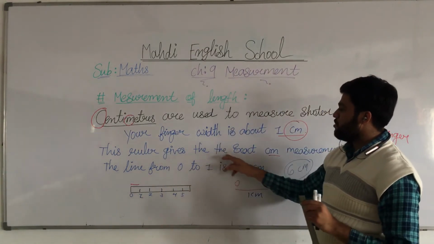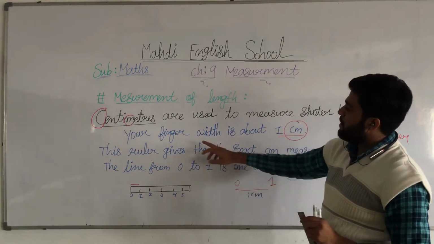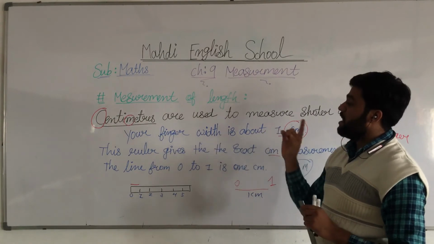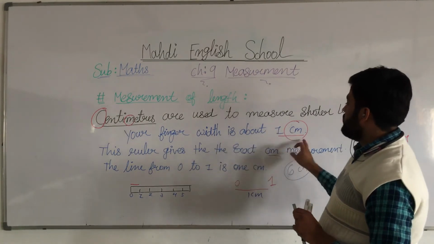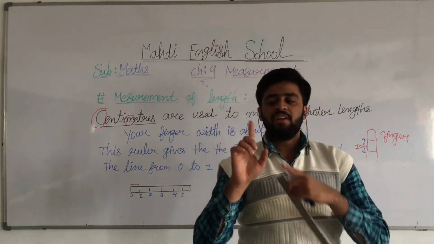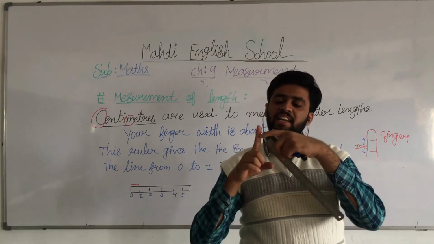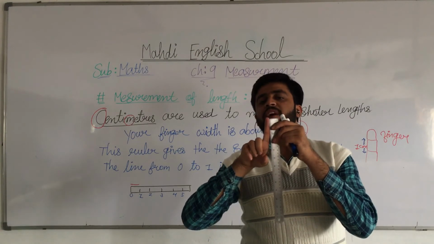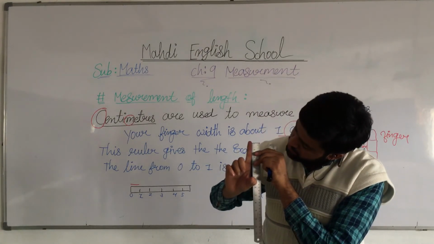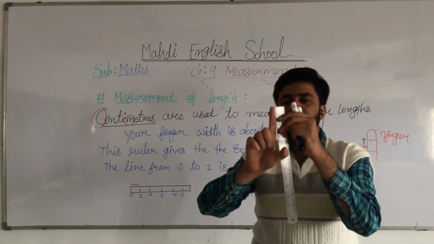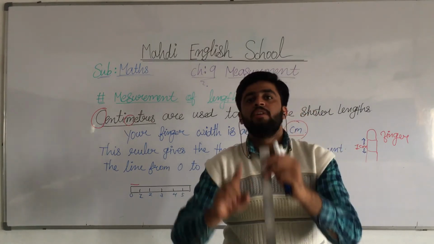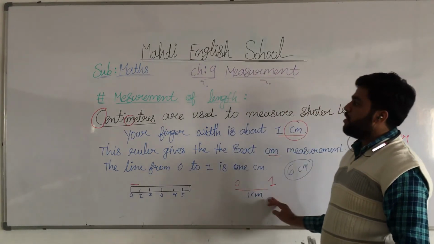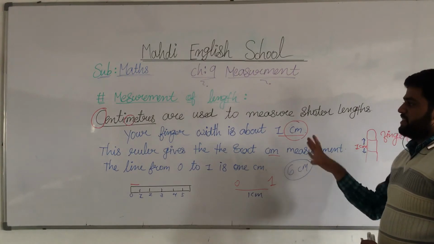In this example, the ruler gives the exact 1 centimeter, and further, your finger width is about 1 centimeter. So my finger, see, 1, 2 and 3 parts, and here between the lines, its width is exactly 1 centimeter. Got my points, my dear students? See, this is a proper distance. In the same way, we are going to solve measurement of length in centimeter.